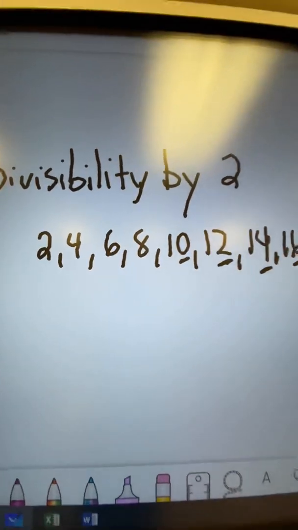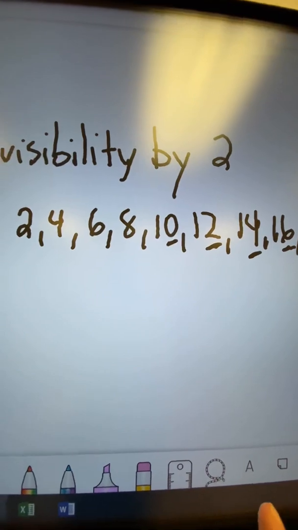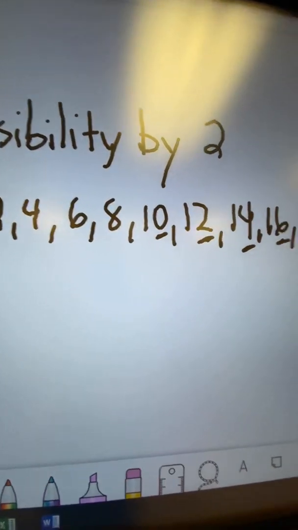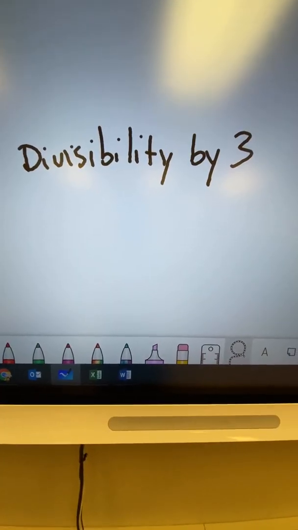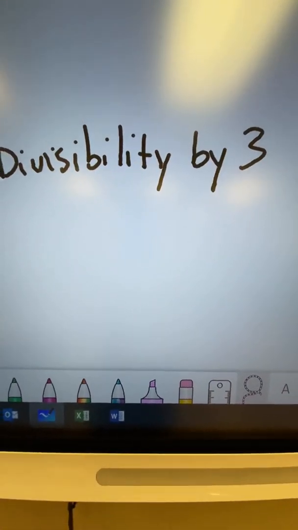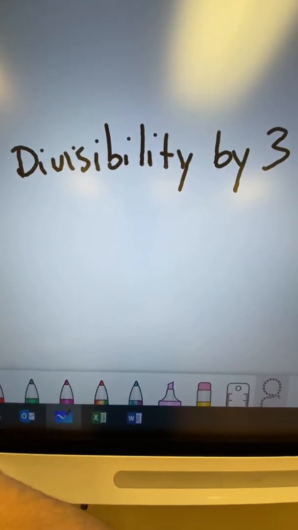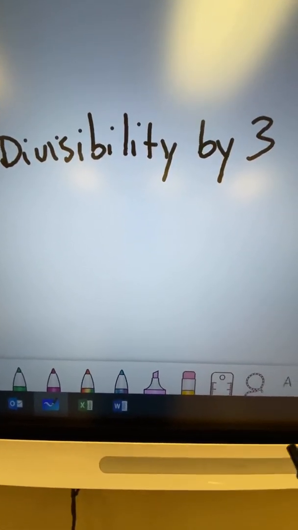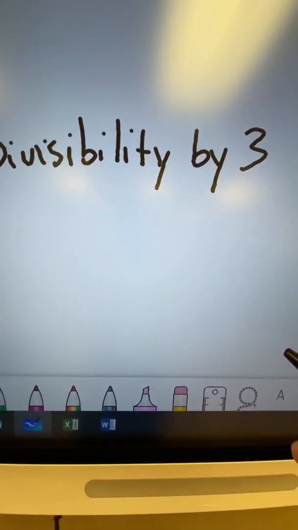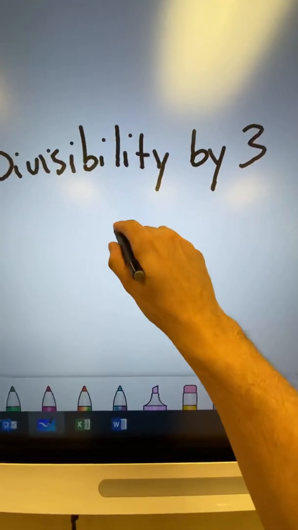So this is the divisibility rule for 2s. It has to end in an even number. In other words, there has to be an even number in the ones place to be divisible by 2. And here's a divisibility rule for 3s, which comes in handy when you get to really big numbers. A number is divisible by 3 if the sum of the digits that make up the number is divisible by 3. So that might sound kind of confusing, but let me just show you an example.